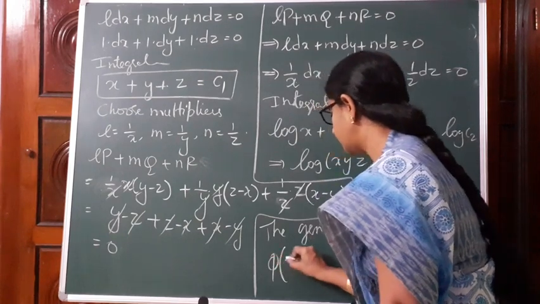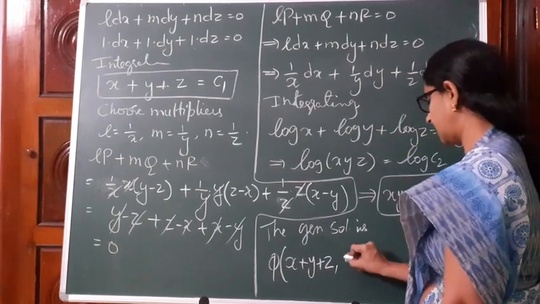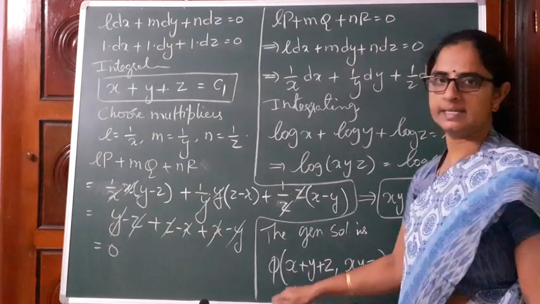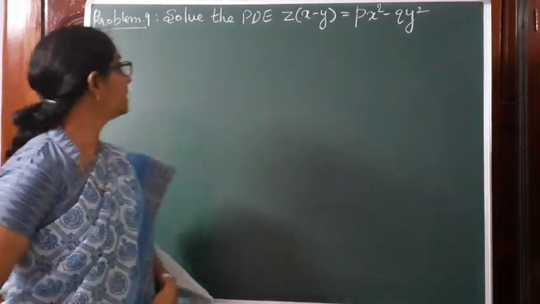phi of, what is the first solution? x plus y plus z is equal to c1, and the second solution is x, y, z is equal to c2, where phi is any arbitrary function. Now we see another example.